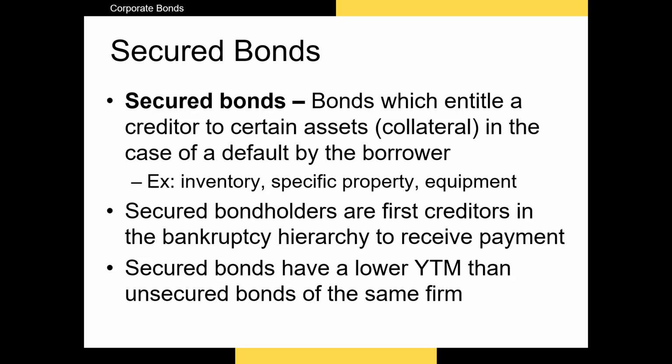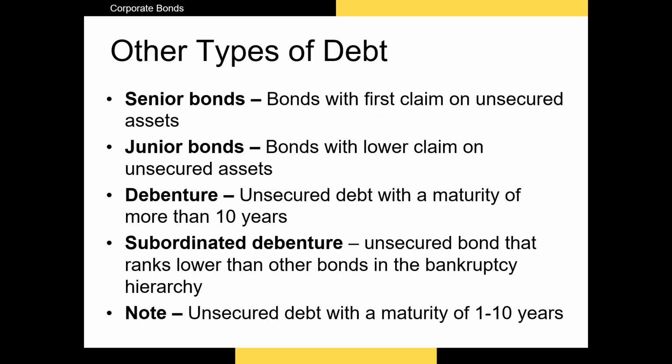Secured bonds are bonds that are backed by some asset or revenue stream. In case the firm defaults on a coupon payment or the face value of the bond, secured bondholders are entitled to certain assets noted in the indenture agreement. Typically, secured bonds have lower yields than unsecured bonds, since there's less risk for the bondholders in the case of default. Now let's talk about some other definitions associated with firm default.